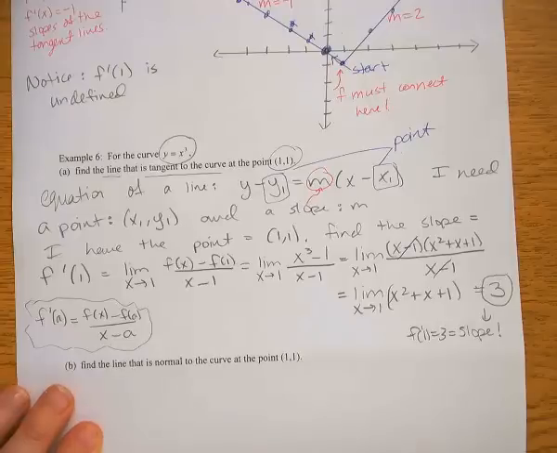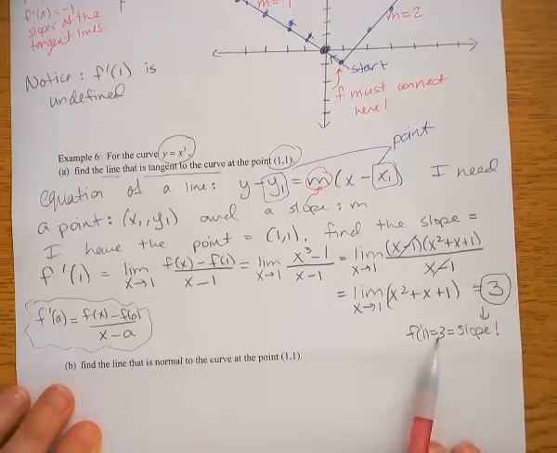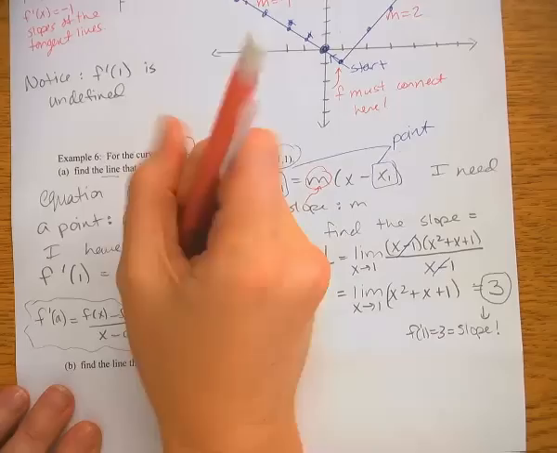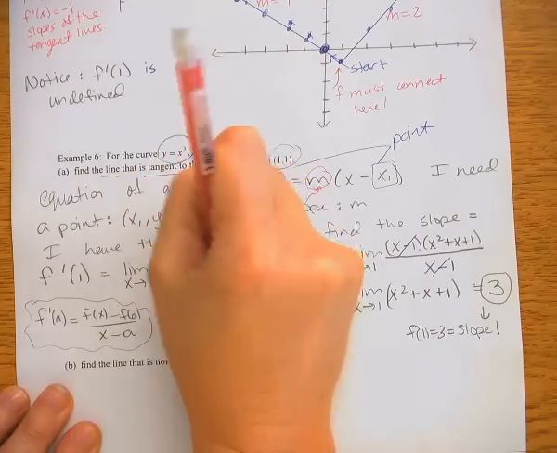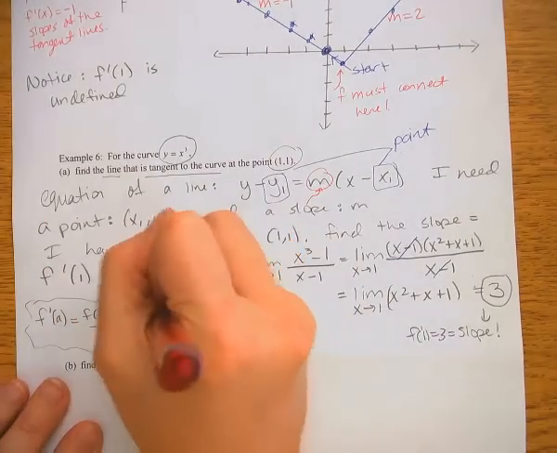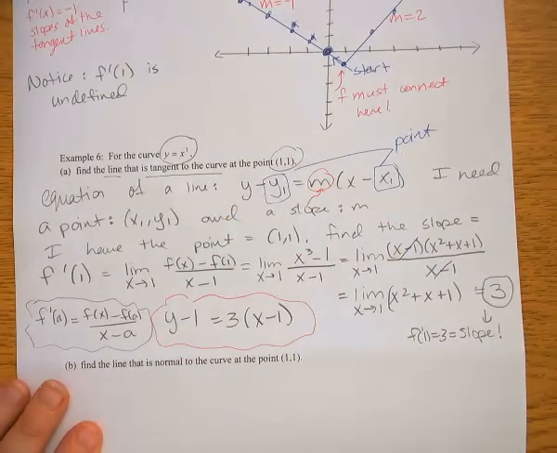So all I have to do now is just plug that 3 in for the m, and then the 1 and 1 in for x1 and y1, and I get y minus 1 equals 3 times x minus 1, and I am done. That's my answer.